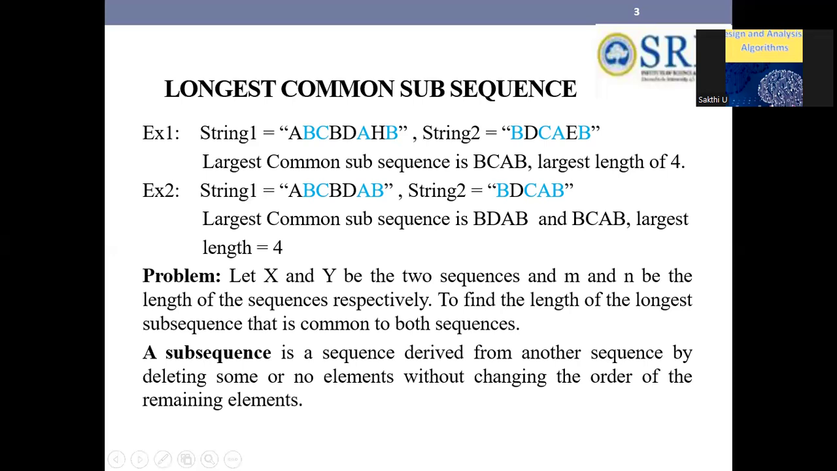The problem is: let X and Y be two sequences, and M and N the lengths of the sequences respectively. Find the length of the longest subsequence that is common to both sequences. Here a subsequence is a sequence derived from the two sequences whose elements are common to both, maintaining the same order of characters by deleting some characters from the given string.